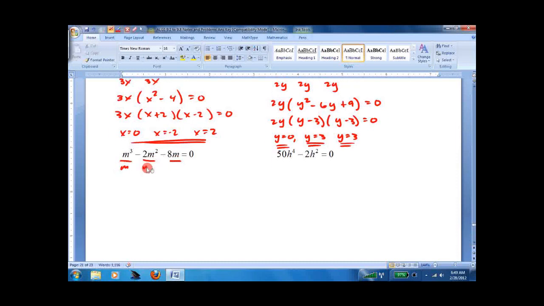Common monomial is m. Now I've got a simple trinomial. Looks like minus 4 and plus 2. Yep.